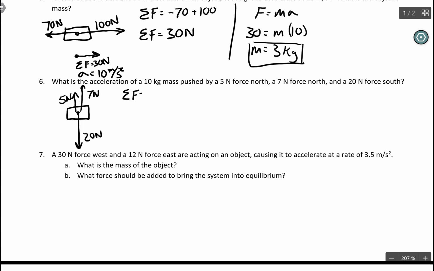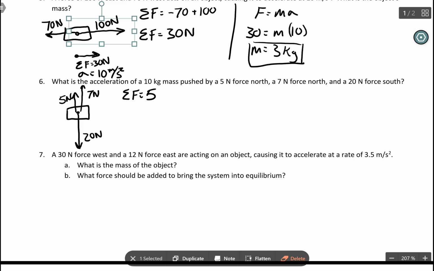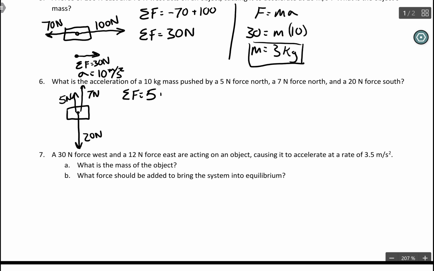Up above. So the net force is equal to 5 newtons plus 7 newtons. They're both acting up, so we call them positive. But the 20 Newton force is acting down, so we make that negative. So the net force is equal to 12 plus negative 20. The net force is equal to negative 8 newtons. So here, the 20 Newton force is winning. The net force is acting down, so it must be accelerating downward.